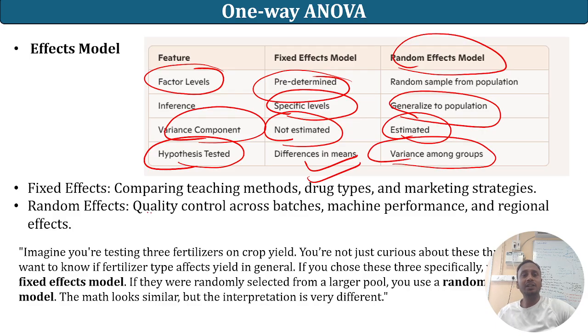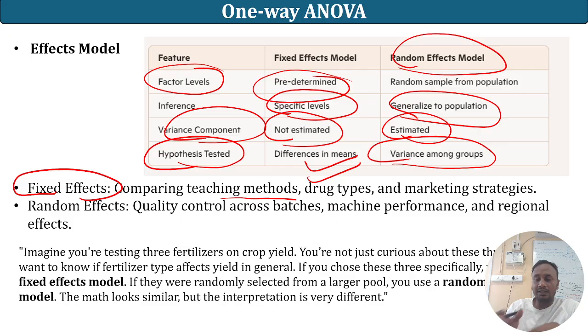Okay, so let's see some examples. For fixed effect, say we are comparing teaching methods. Let's say we have five faculties, and all five have different styles of teaching. We can go with the fixed effect model because we know the things are already there. Then we have the drug type. Let's say fertilizer A, fertilizer B, fertilizer C.